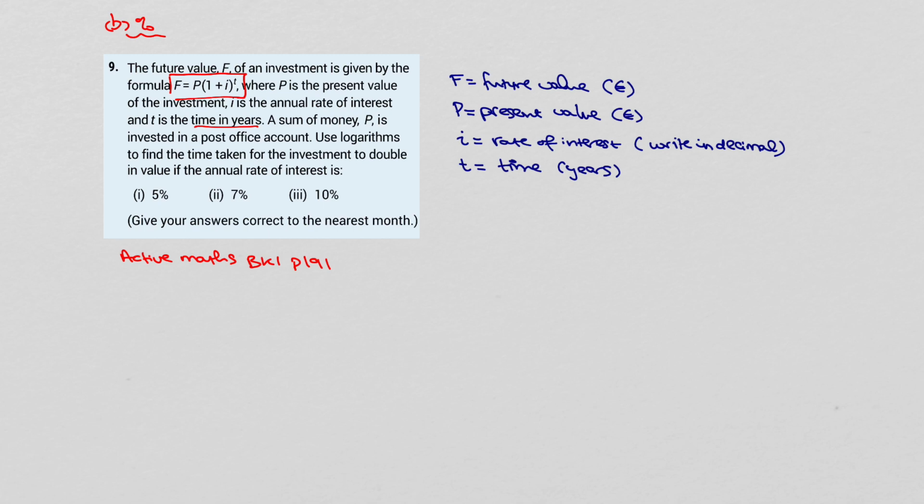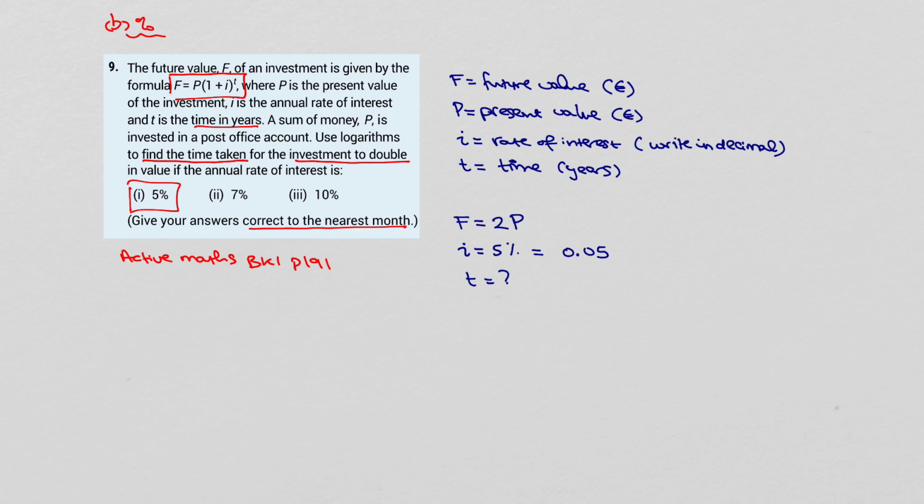So I'm only going to do the first part because obviously it's just repetition after that, 7% and 10%. And we have to give our answer correct to the nearest month. So the information given to us here in the question is we have to use logs to find the time taken. So we're looking for t, and the investment is going to double in value. So what that basically means is that the future amount is going to be double the present value. So F is going to be equal to 2P. Our interest rate is 5%. So as a decimal, that's going to be 0.05. And t is what we're looking for.